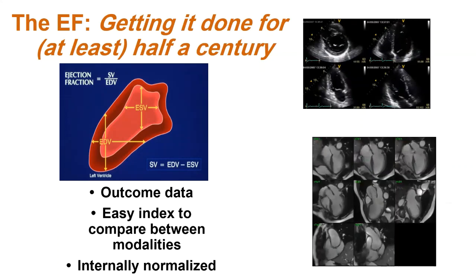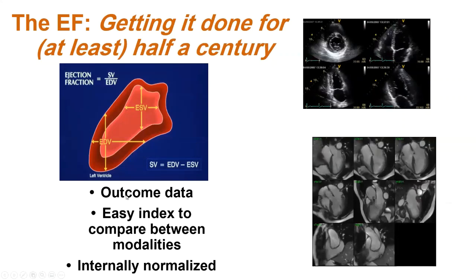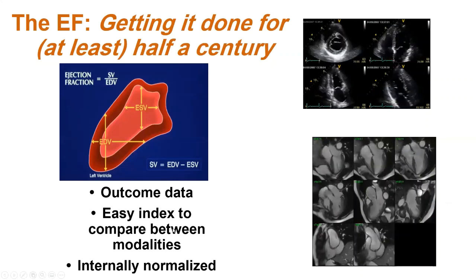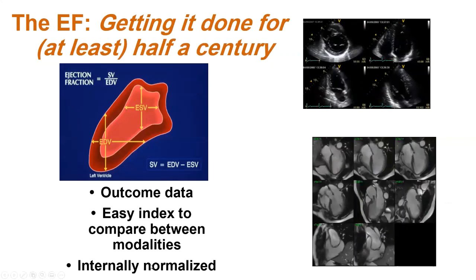In fact, the normal range of ejection fraction doesn't vary that much as you go from childhood to adulthood. For this reason, the ejection fraction has stood the test of time. There are lots of outcome data that support the fact that a normal ejection fraction generally gives you a good prognosis. As I implied, it's an easy index to compare between different modalities. And importantly, it's internally normalized.